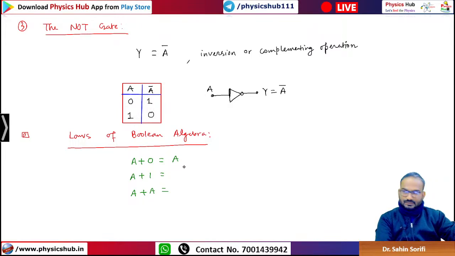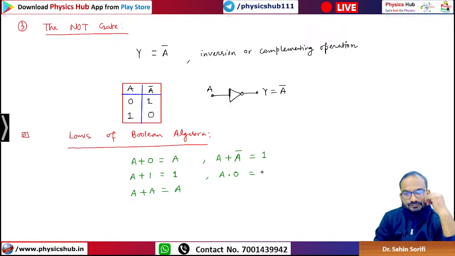These things will be useful when we solve problems. This will be 1. A plus A or A is A. This one is important. A plus A complement. What will be its value? This is 1. A and 0, you can say. This will be 0.